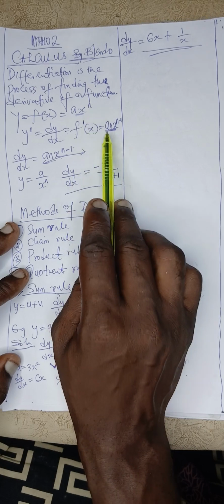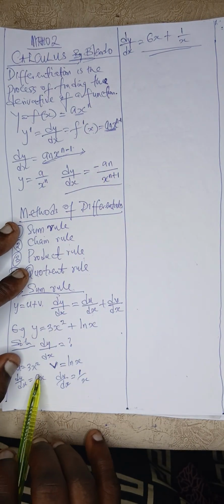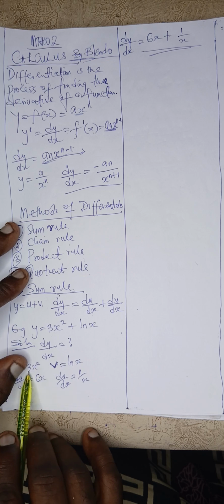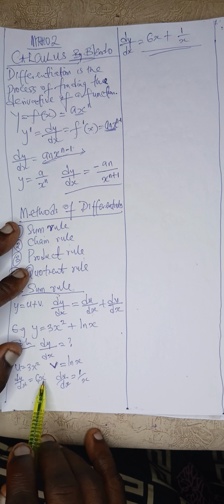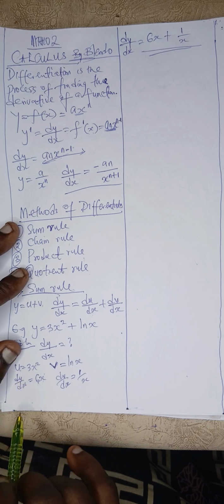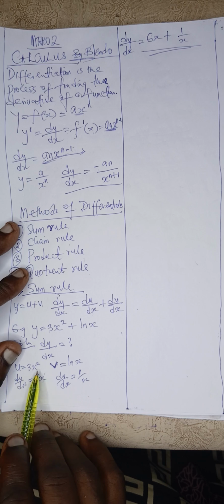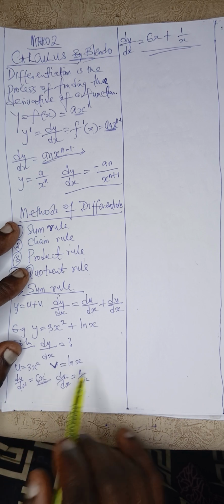So a x^n gives a n x^(n-1). 3x squared is 3 times 2 x^(2-1). So 3 times 2 is 6, 2 minus 1 is 1. So we have 6x. So we have differentiated u as 6x. So du/dx is 6x.